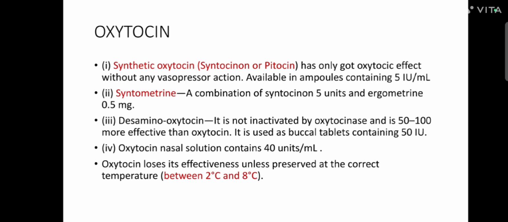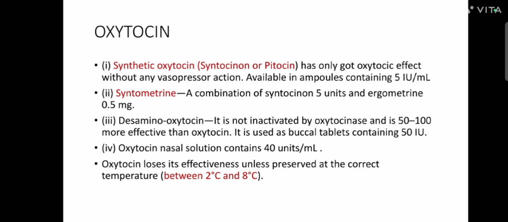Oxytocin combination drugs are also available in the market. Synthetic oxytocin is available as Syntocinon, or as Pitocin. It has only the oxytocin effect without any vasopressor action. It is available in ampules containing 5 international units per ml, and the other drug is Syntometrine, which is a combination of 5 units of Syntocinon and ergometrine 0.5 mg.